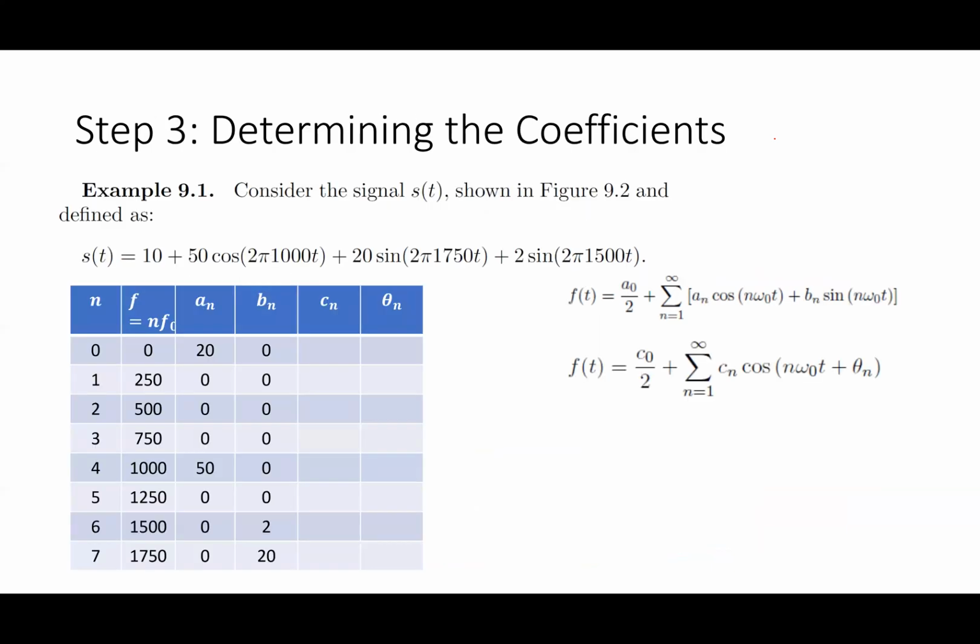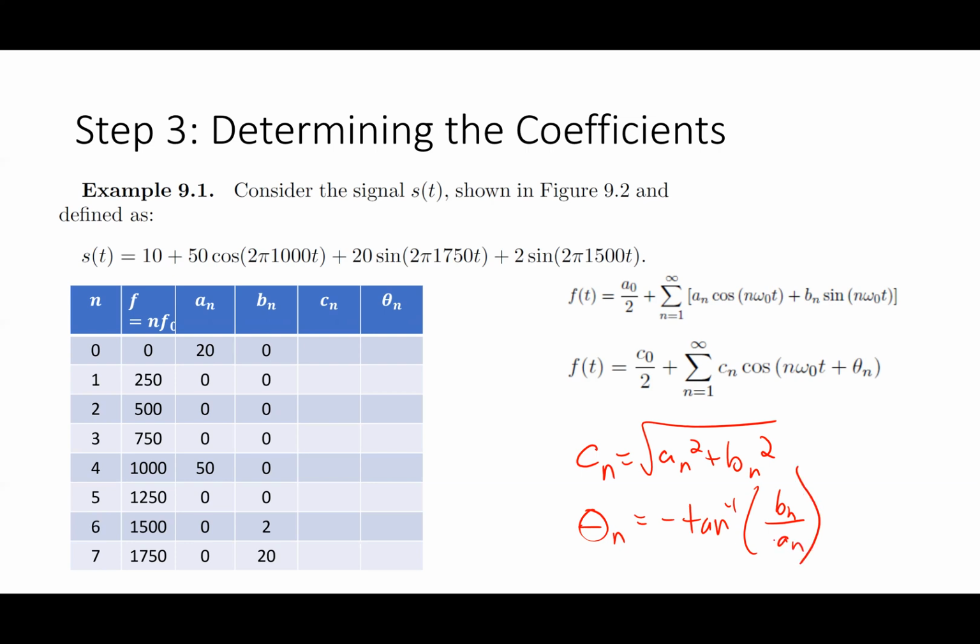So what I want to do is figure out the values of the coefficients here. Now this one is actually not too bad to do. If you go back to that formula sheet, C sub n is the square root of A sub n squared plus B sub n squared. Theta n is equal to negative tan inverse of B sub n over A sub n. This one is easy enough that I can just do it by inspection. So let's do that.